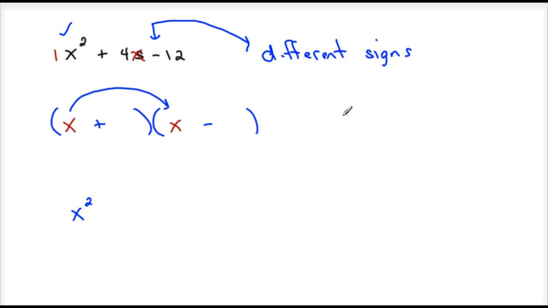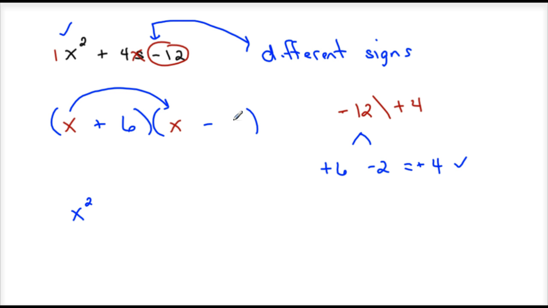So now I want the factors of negative 12, the factors of this last term that add up to positive 4. What could be factors of negative 12 that add up to positive 4? 6 and negative 2. Okay, so you could say positive 6 and negative 2. Positive 6 times negative 2 is negative 12. Check that. And if I add positive 6 and negative 2, I get a positive 4. So that checks off as well. So these are my two factors, x plus 6, x minus 2.